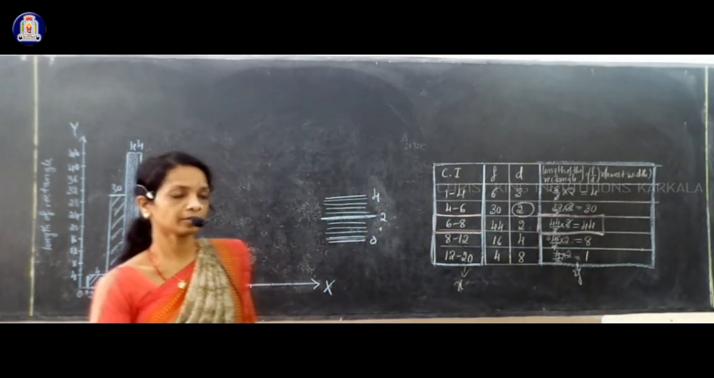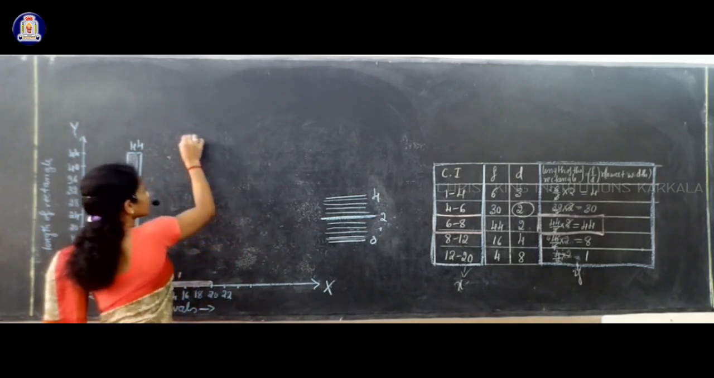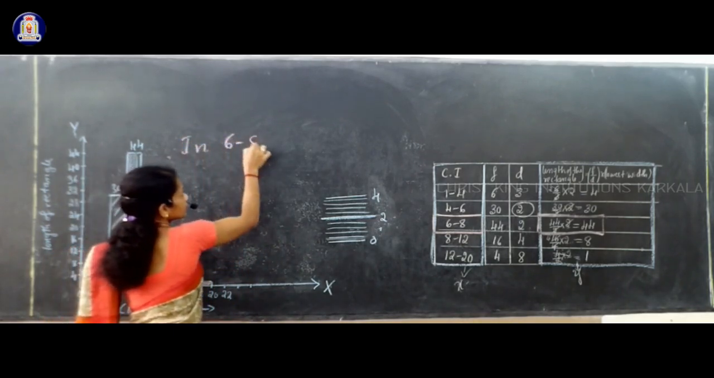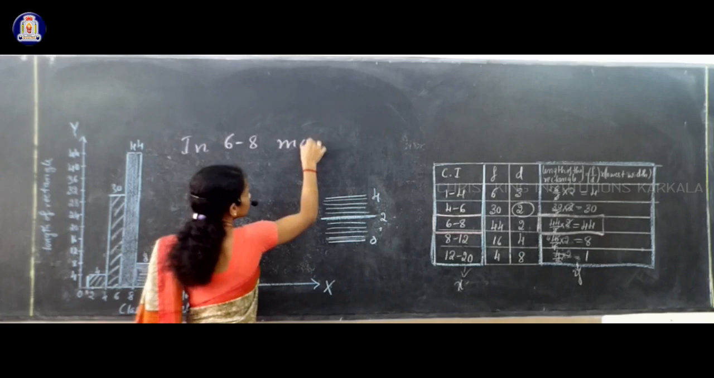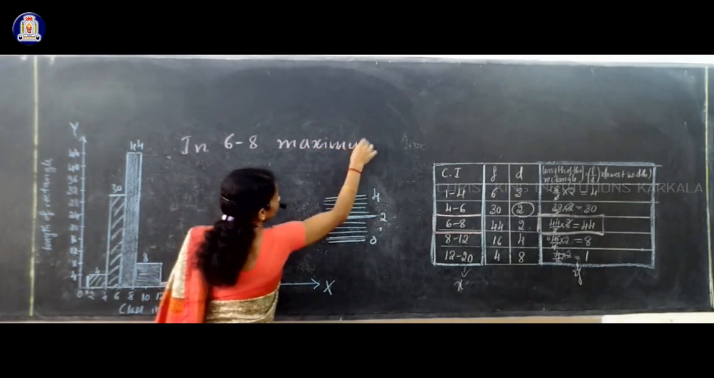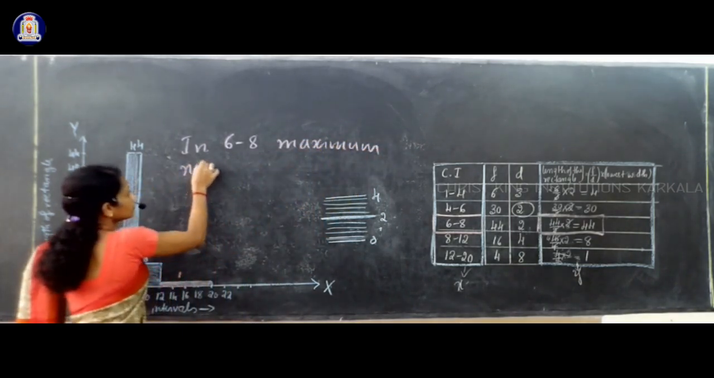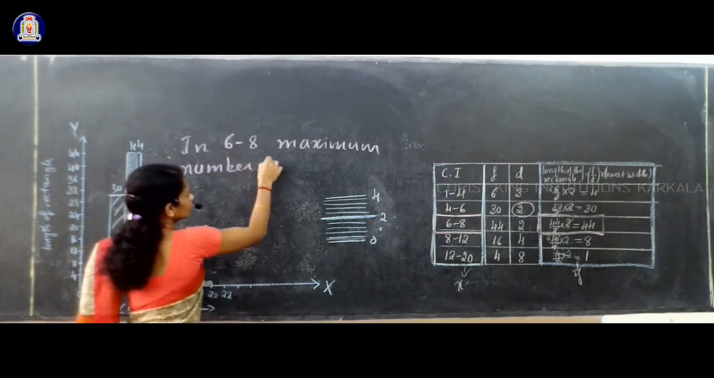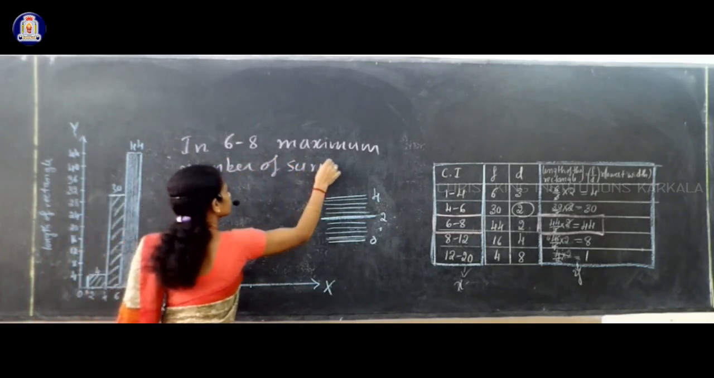So you have to write at the end: in the class interval 6 to 8, maximum number of surnames.